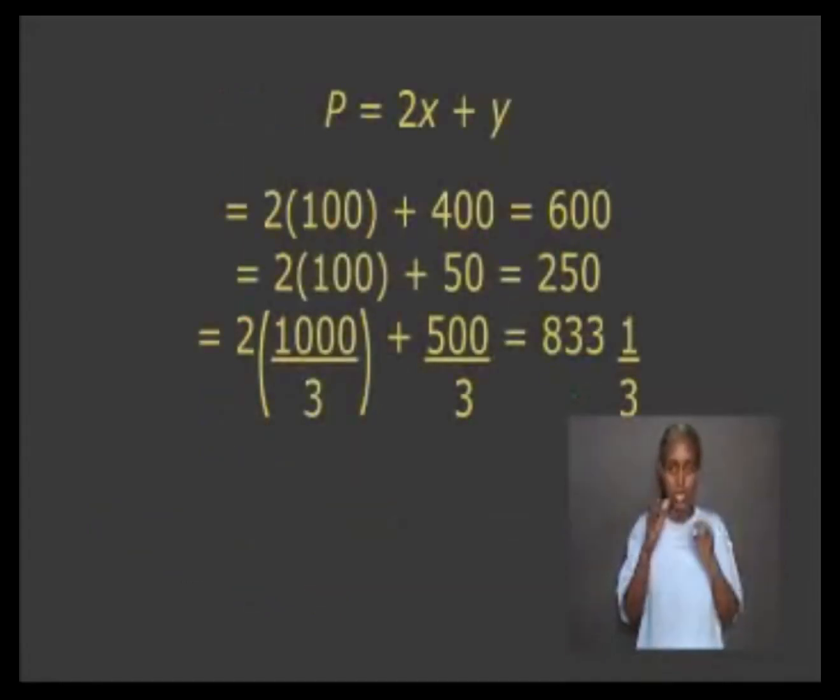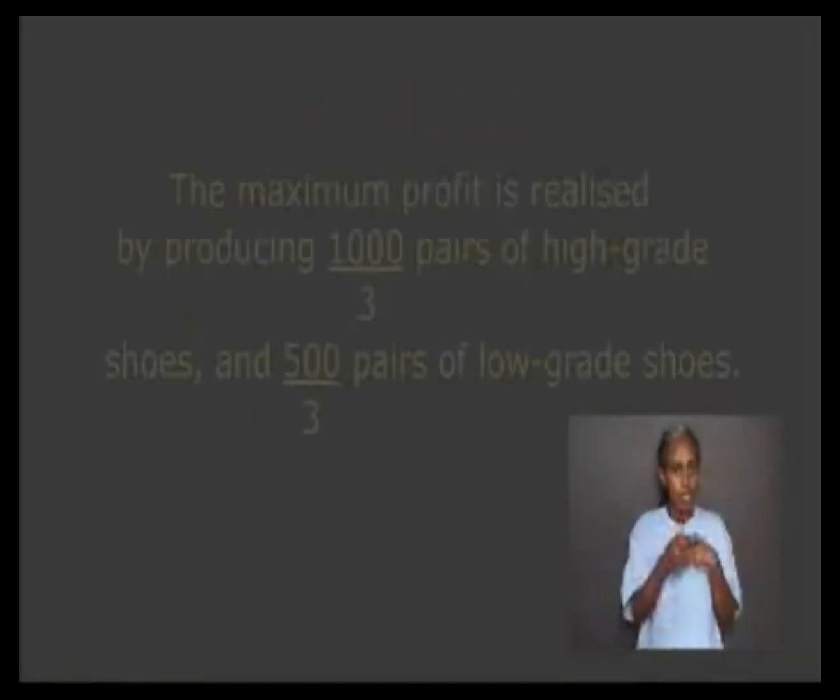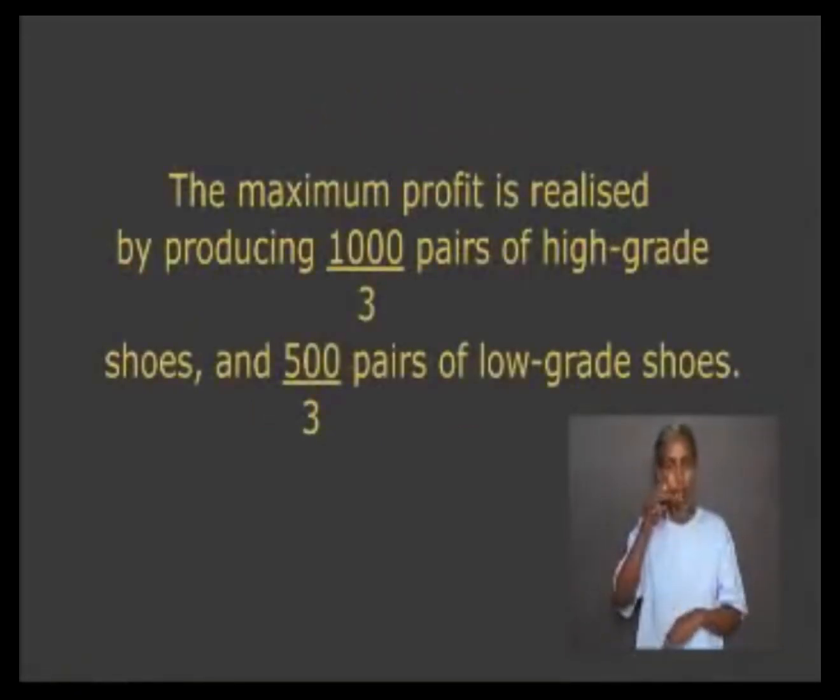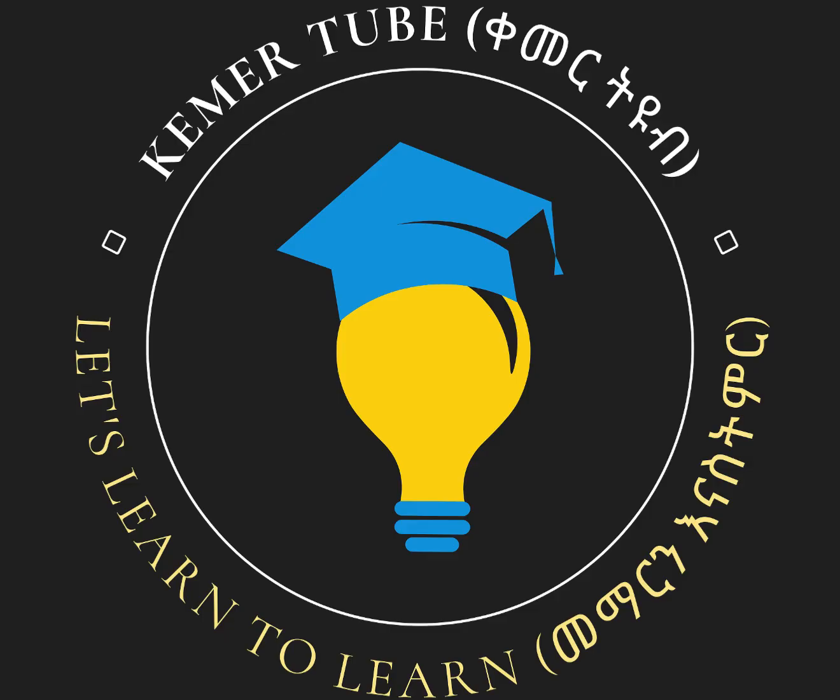Evaluating 2x + y at each vertex, we can see that the right-hand vertex yields the largest possible number. Therefore, the maximum profit is realized by producing 1000/3 pairs of high-grade shoes and 500/3 pairs of low-grade shoes. That is all the time we have for today.